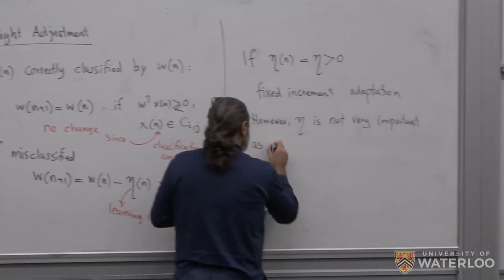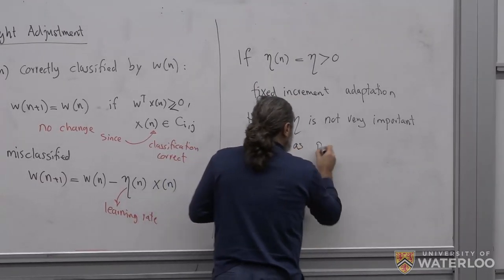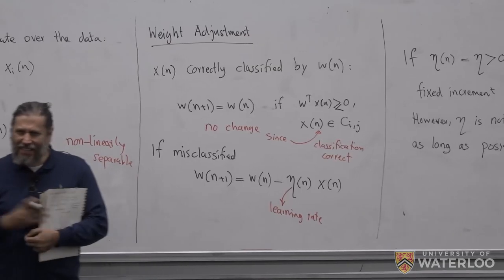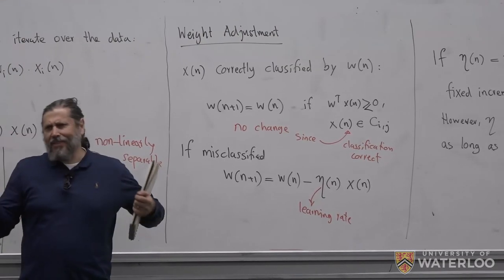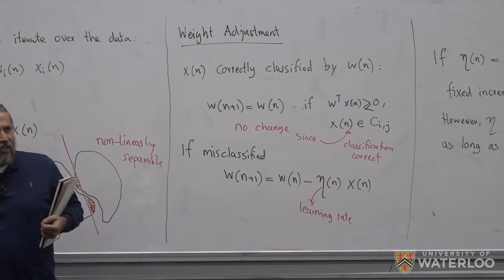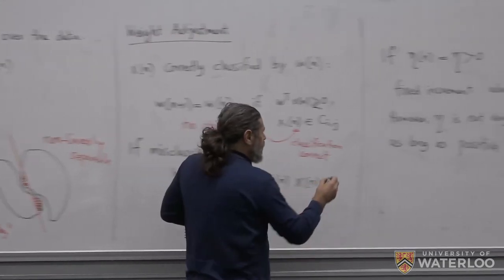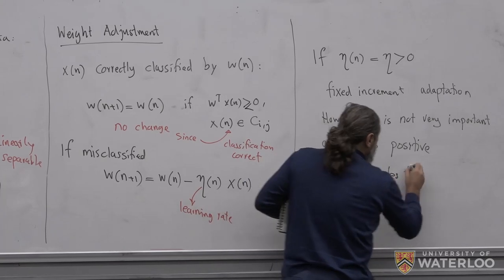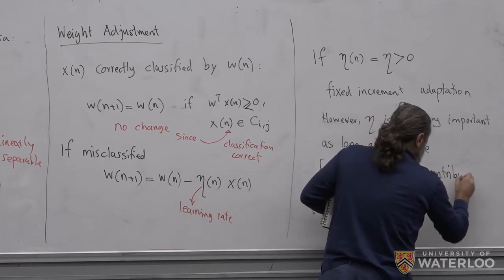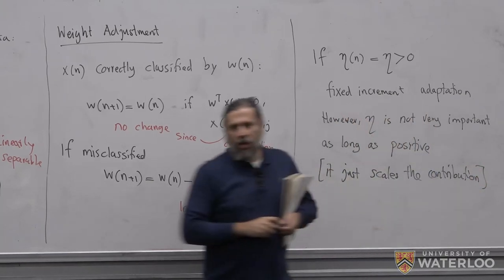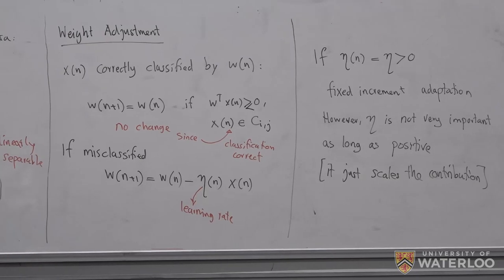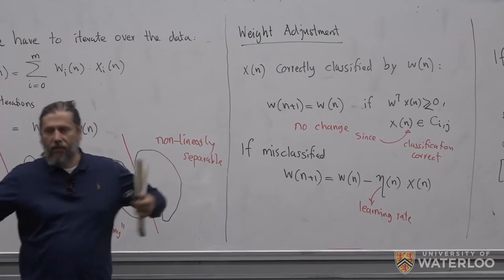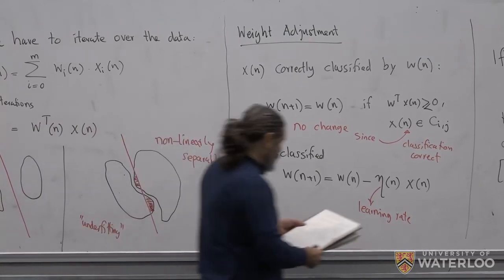As long as it's positive. So as long as the eta, which is a factor that we invented, we made it up, is positive, what does it do? It just scales the contribution. That's it. So you may need a little bit more or less, but this is just scaling the contribution. So it's not a gigantically important factor, but it helps. We have it in the learning, and we work with it.